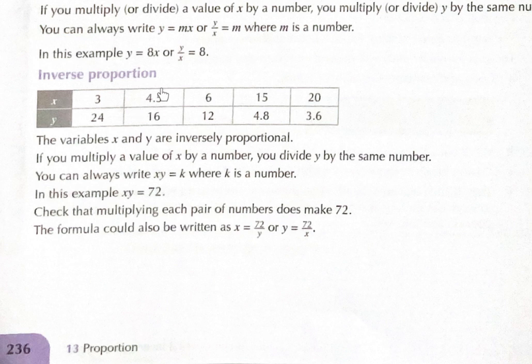Now you cannot find the missing number by cross multiply. You can find the missing value by line multiply. For example, if I need to find this value, multiply 3 times 24, then divide by 4.5. So you can find the missing value with line multiply. 3 times 24, then divide by 4.5 to get this value. Understood? So for direct, cross multiply. For inverse, line multiply.